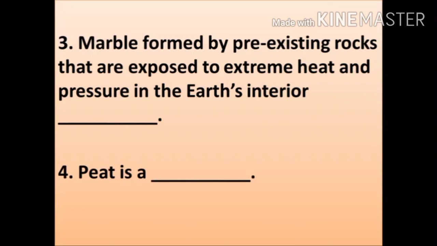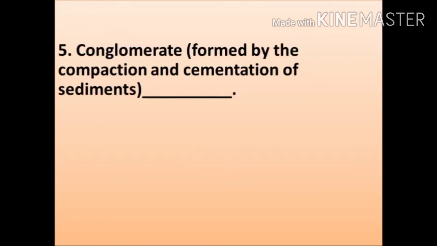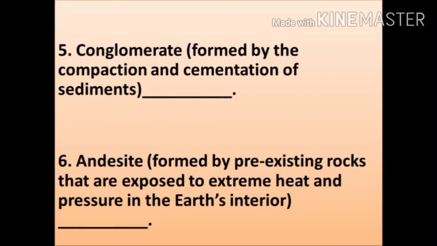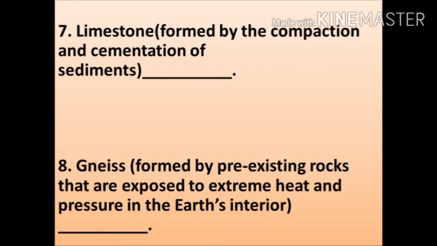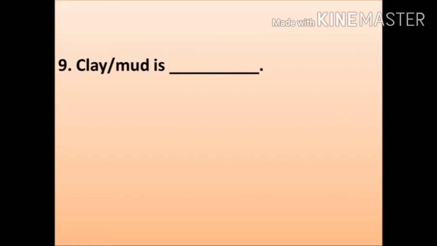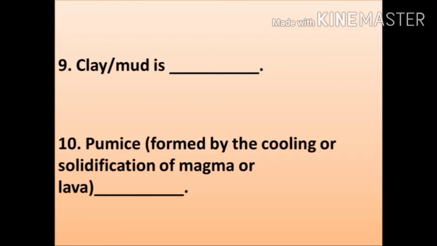Number 4. Peat is a blank. Number 5. Conglomerate, formed by the compaction and cementation of sediments. Number 6. Andesite, formed by pre-existing rocks that are exposed to extreme heat and pressure in the Earth's interior. Number 7. Limestone, formed by the compaction and cementation of sediments. Number 8. Gneiss, formed by pre-existing rocks that are exposed to extreme heat and pressure in the Earth's interior. Number 9. Clay or mud is blank. Number 10. Pumice, formed by the cooling or solidification of magma or lava.